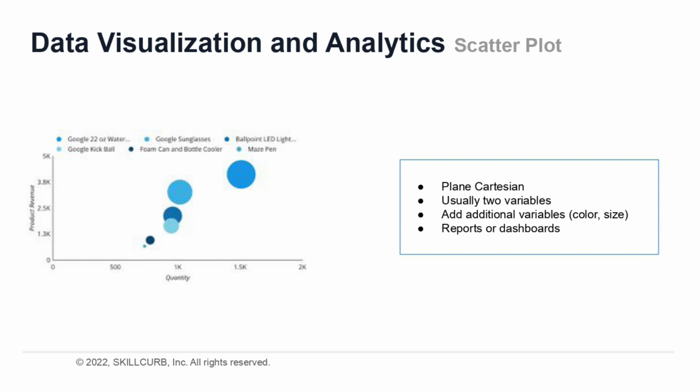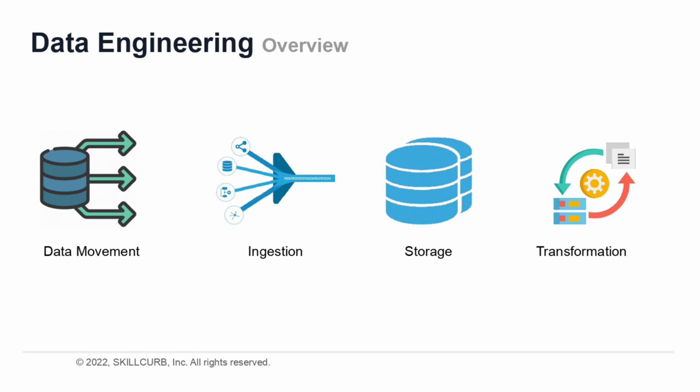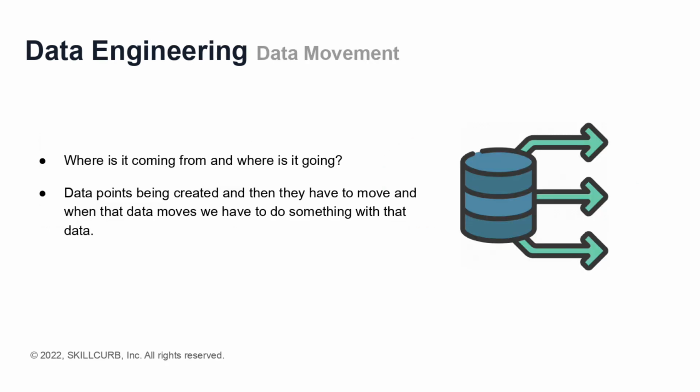There are four aspects of data that we will be discussing: data movement, data ingestion, data storage, and data transformation. Data movement is the movement of data. Where is it coming from and where is it going? Data points being created somewhere and then they have to move, and when that data moves, we have to do something with that data.